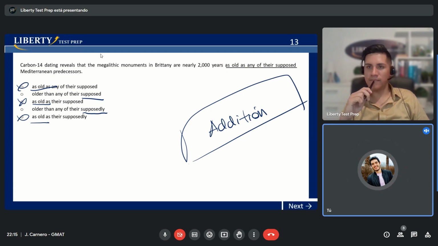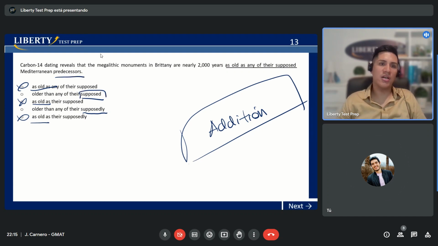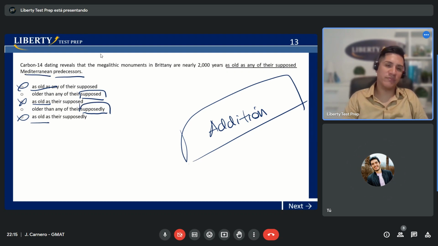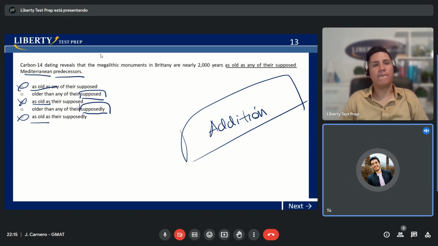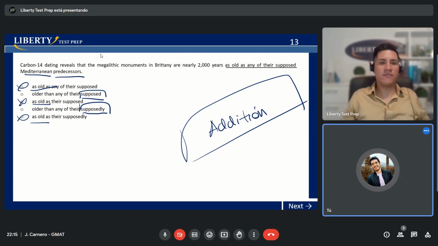Either the noun or the adjective. Right, because if you use "supposed," you will be modifying "predecessors," which is the noun. If you use "supposedly," you will modify "Mediterranean," that is an adjective. So you have to use the adverb "supposedly."